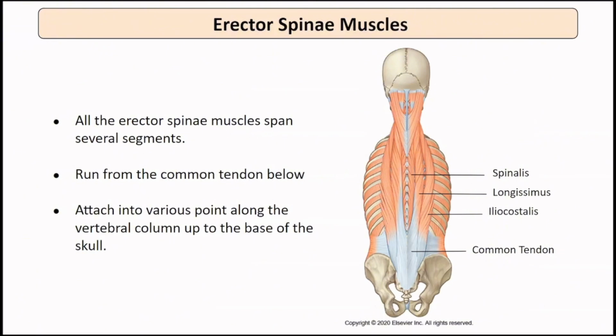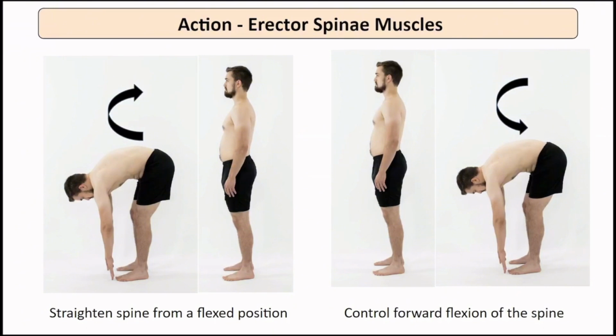The intermediate layer of erector spinae muscles are made up of three columns of muscles consisting of the iliocostalis, longissimus, and spinalis muscles. These are multi-segmental muscles, meaning their fibers cross several spinal segments and run from the common tendon below to attach into various points along the spine and up to the back of the skull above. The erector spinae are the great extensors of the spine and straighten the spine from a flexed position or control forward flexion of the spine.